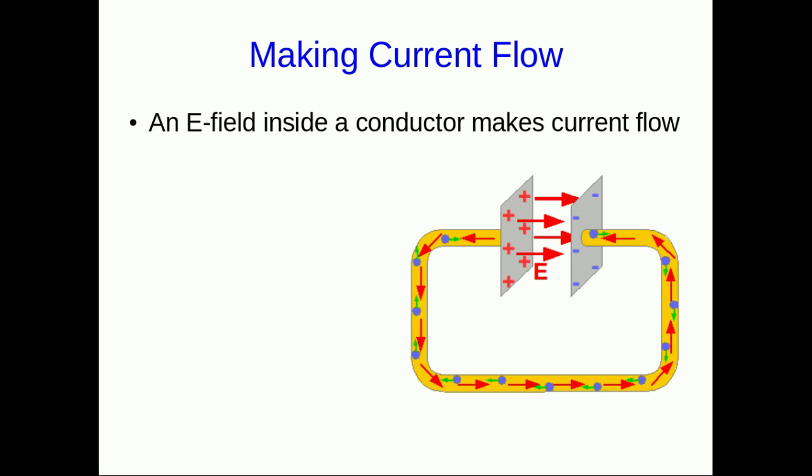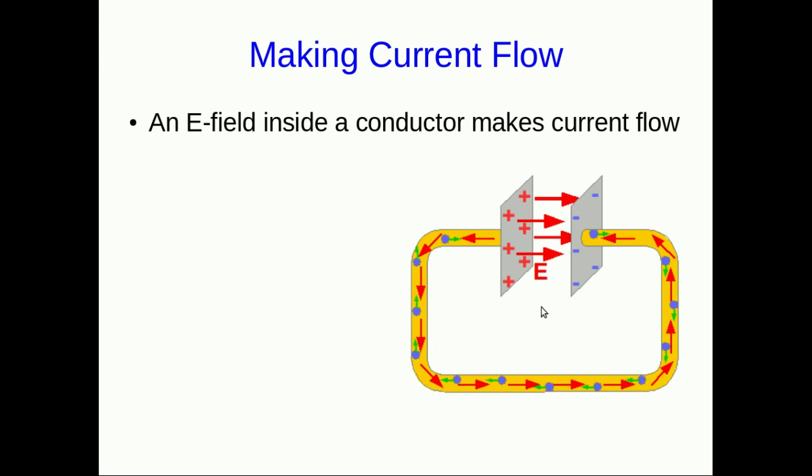Nevertheless, the electric field inside the conductor does make current flow. It creates this very small drift velocity for the electrons in the metal. The reason a significant amount of charge gets transported is not because the electrons are moving fast, it's because there are so many electrons in motion.